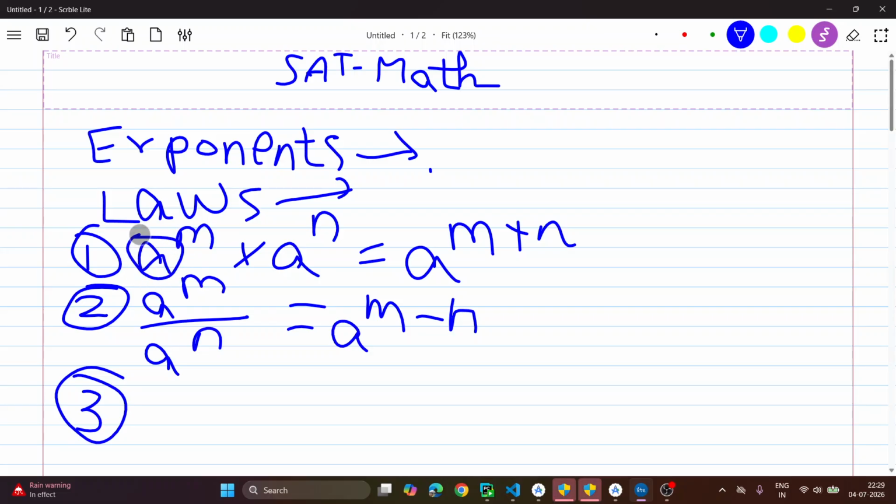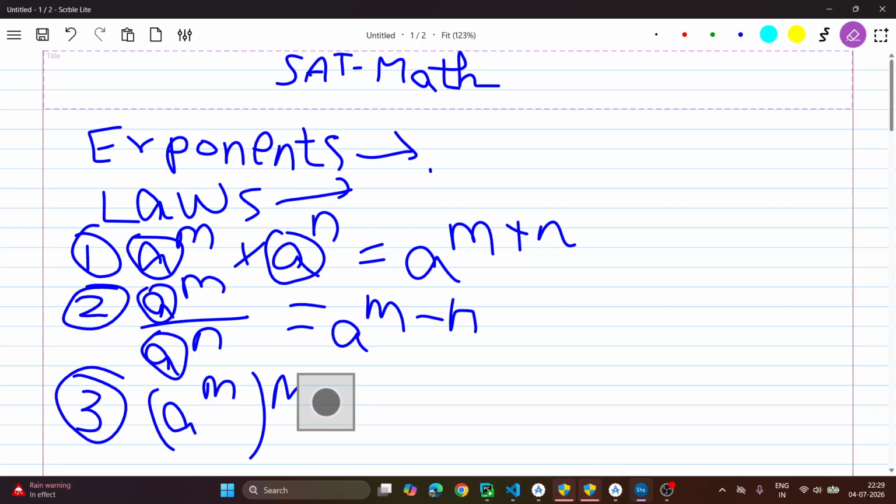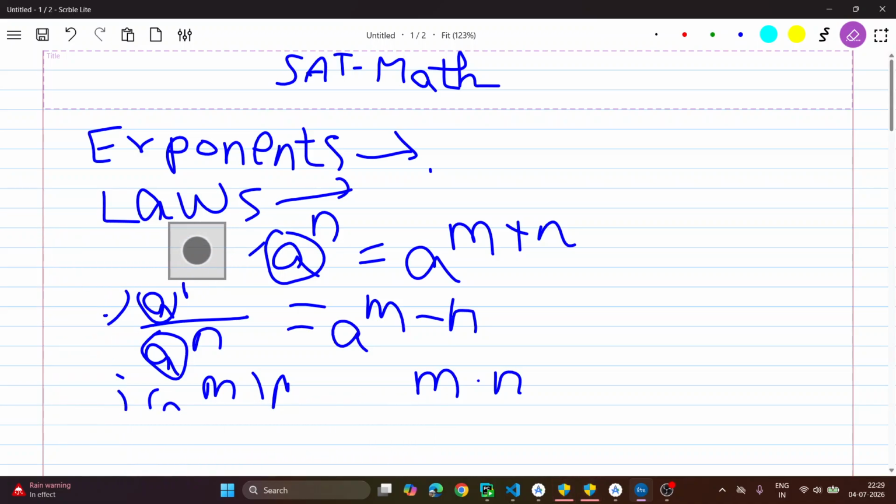Make sure these two are the same. It can be anything, but they both must be the same. Here also, you see, a power m, power n. Let me just erase this one. So a power m power n is equal to a power m into n. So these are the first three laws. I guess you have noted these down. So let's move on to the fourth law.